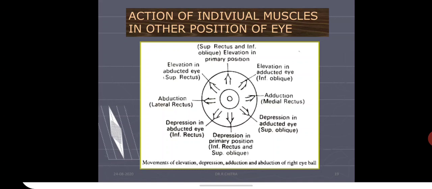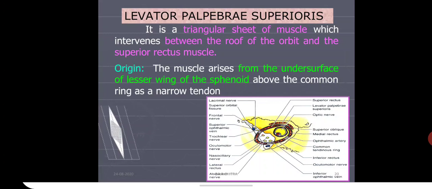Only one muscle. In abducted eye, elevation is by superior rectus and depression is by inferior rectus. So we have seen the action of individual muscles in primary position of the eye and other positions of the eye. We have completed the recti muscles and oblique muscles which move the eyeball.